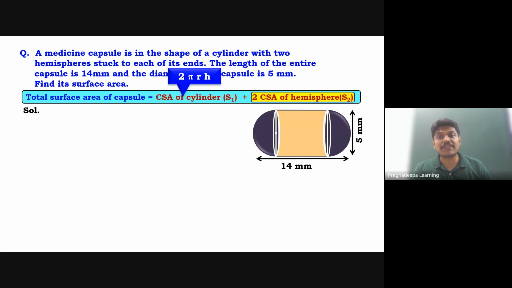What is the curved surface area of the hemisphere, Chirashwi? It is 2 pi r square. Okay. So now let us see the parameters that are required. We want radius and height.